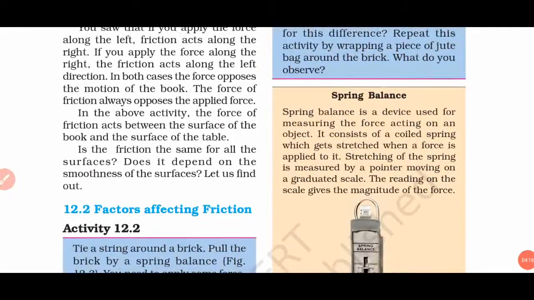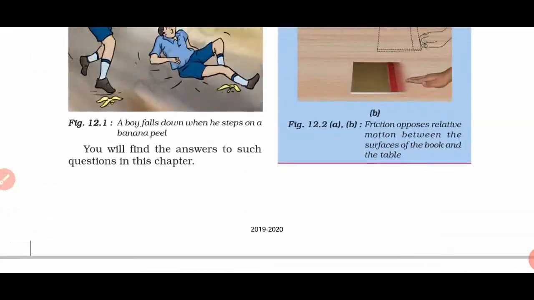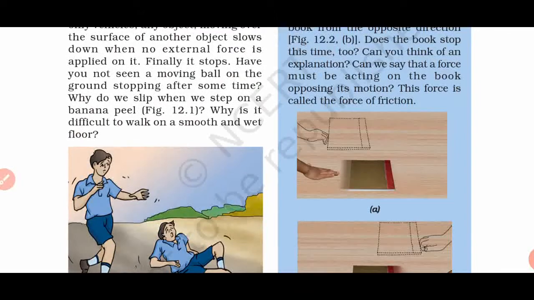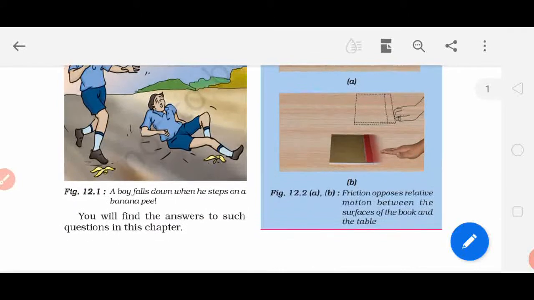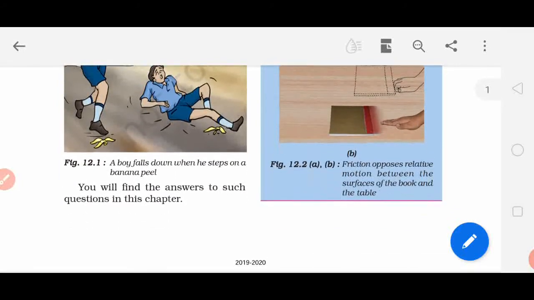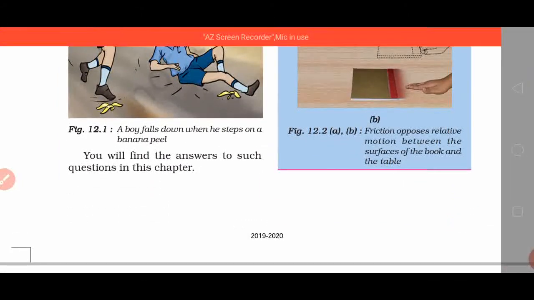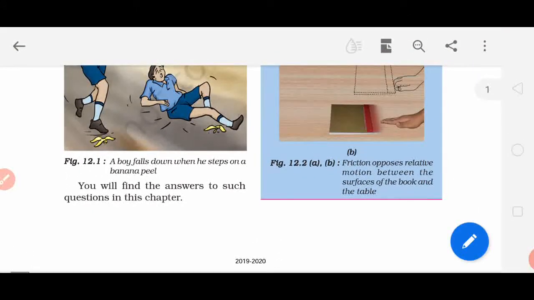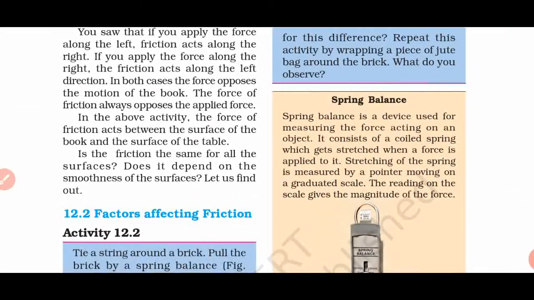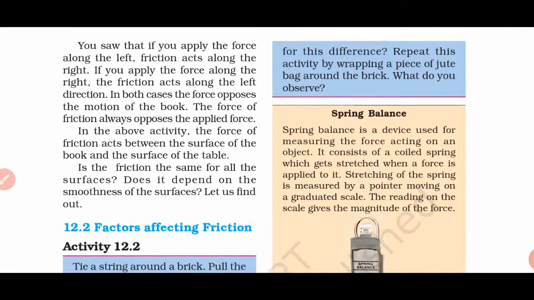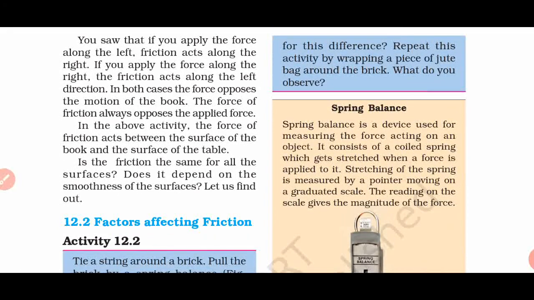Here is the second demonstration. This is the first demonstration, and this one is the second demonstration. This is A, and this is B here. Let me move forward. This means that this is a kind of force which is acting opposite to the direction of motion.